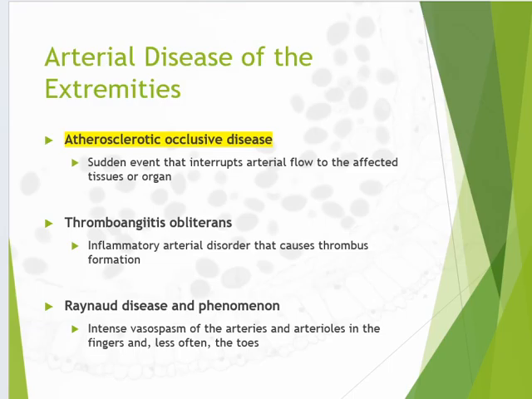All right, so let's focus on one of those organ damage pieces that we see with atherosclerosis, which is arterial diseases of the extremities. So typically arterial diseases that cause lack of blood flow to the legs. There's several listed here, but I'm going to focus on atherosclerotic occlusive disease. This can happen suddenly. It's a sudden event that interrupts arterial flow to the affected tissue or organ.